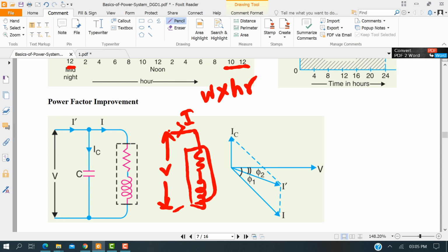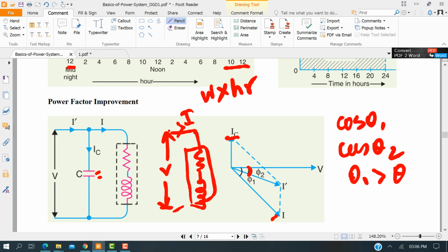If we now add a capacitor in parallel with the load, and consider it a pure capacitor, then the IC would be here, and the resultant of IC and I should be in between these. It must not cross over here because it's not of a leading nature, it's only the leading. So you see that now the power factor angle is reduced to phi 2, so cos phi 1 and cos phi 2. So phi 1 is greater than phi 2.